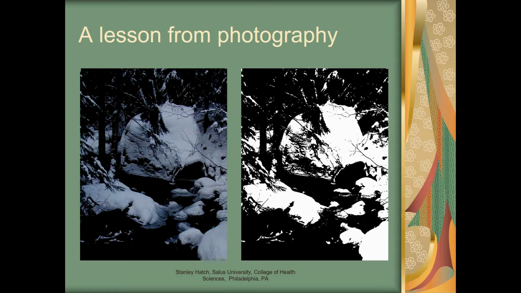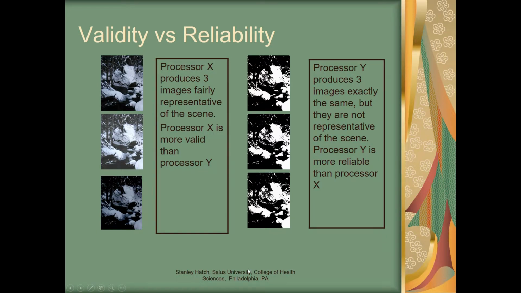But for the sake of illustration here, processor X produces three images which are fairly representative of the scene. Just one is exactly right, the other is a little too light, and the other is a little too dark. But when you look at each one of them, it looks more like the actual brook scene than the picture processed by processor Y. However, processor Y, despite not being accurate, has produced three images exactly the same. And so they are repeatable or reliable.